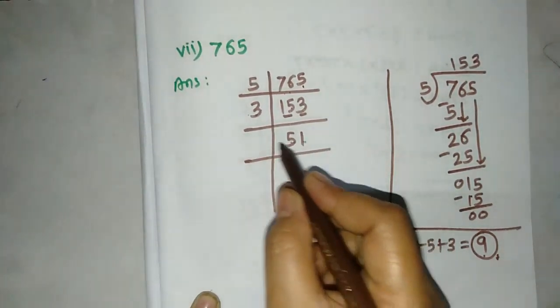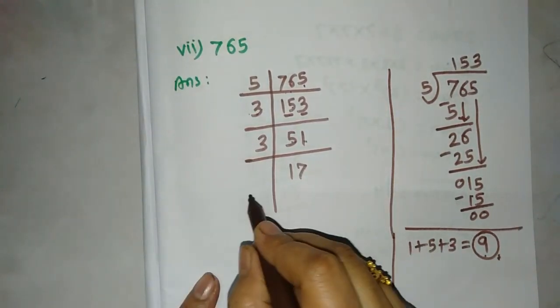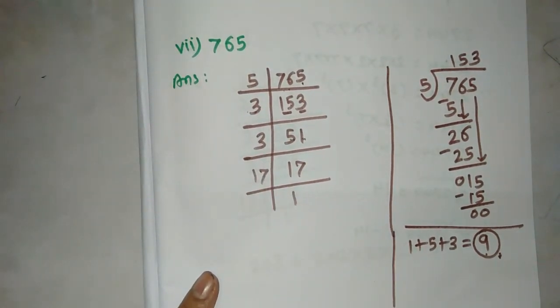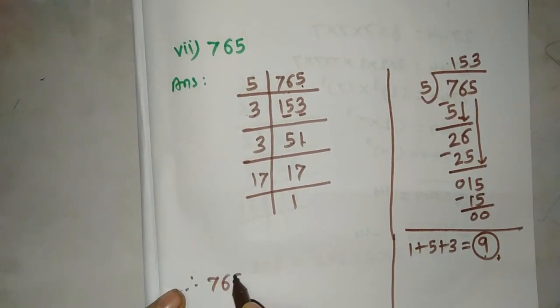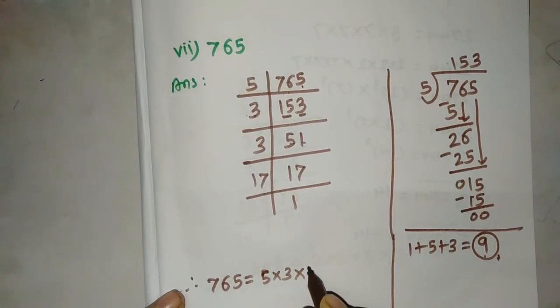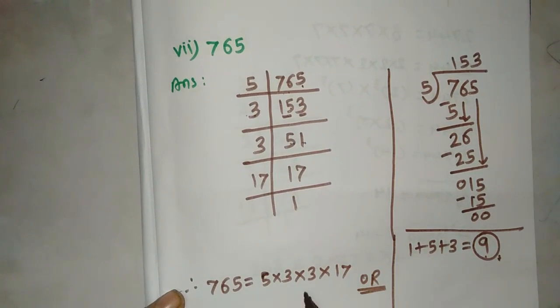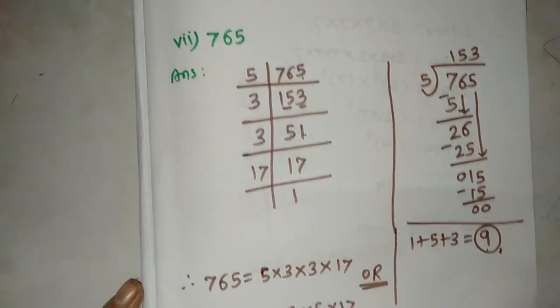Again it is divisible by 3. 17 3s are 51, and 17 is a prime number, so divide by 17. So therefore write down the multiplication form. 765 is equal to 5 multiply by 3 multiply by 3 multiply by 17, or if we write it in ascending form, then it is 3 multiply by 3 multiply by 5 multiply by 17. Okay.